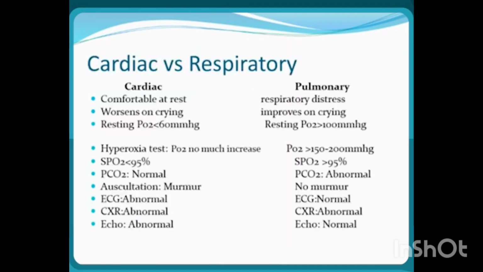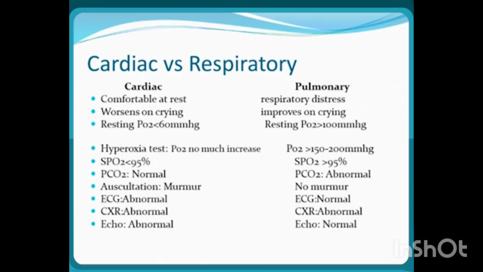So evaluation of the cyanosis. First thing first, you have to differentiate between cardiac and non-cardiac. Most commonly it is pulmonary. So the reason behind the cyanosis or decrease in the saturation can be pulmonary. So what are the differentiating features? In the cardiac cause, the patient is comfortable at rest, while in pulmonary the patient has respiratory distress. There is an increase in the respiratory rate, and intercostal and subcostal indrawing in the chest. Then in cardiac, this worsens on crying, while in pulmonary it improves on crying.